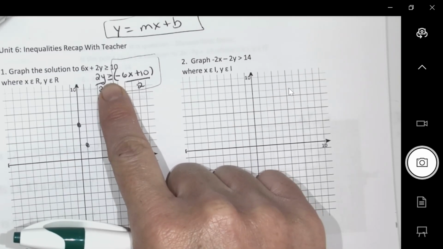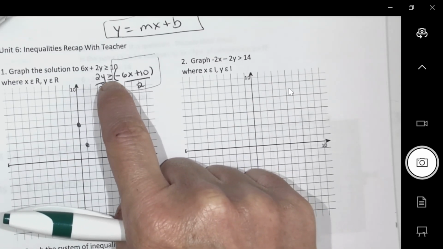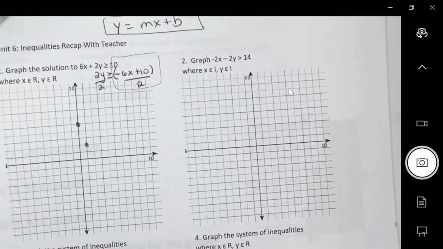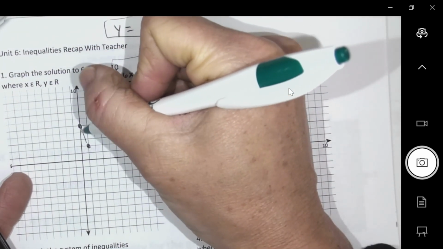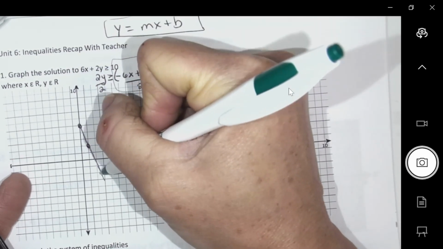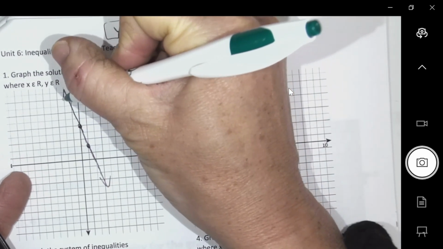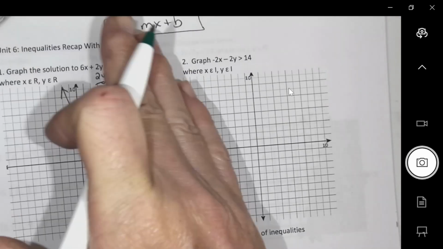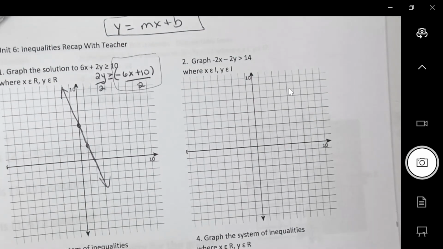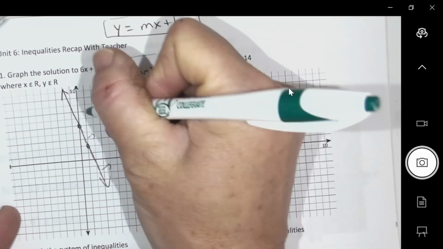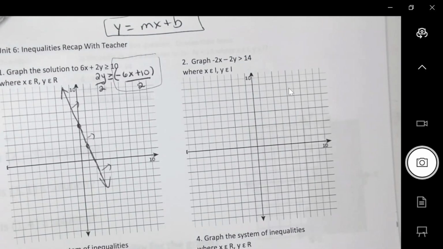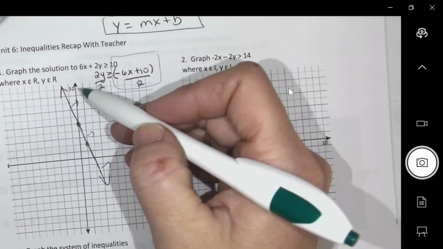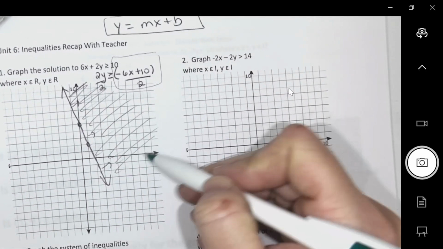Is it dashed or solid? Because this says greater than or equal to. So if I can be equal to, then I am a solid line. And then for the greater than, you have to pick which side is greater. So this side angles upward, and I'm allowed to be any real number on that side.